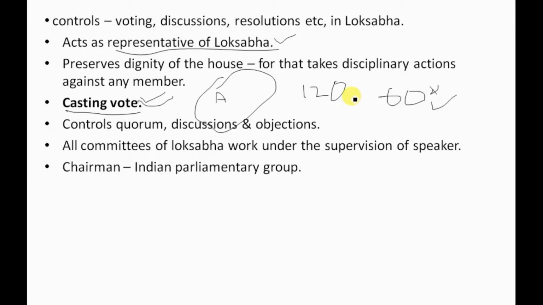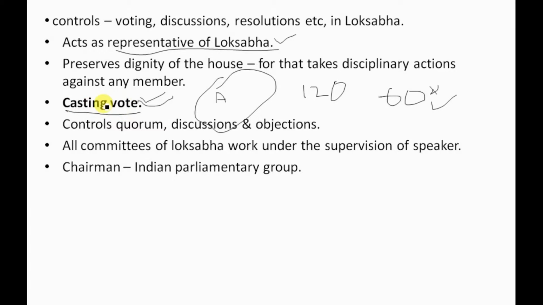Then whether the bill is passed or not has to be decided by the speaker. How will the speaker decide? When there is a tie in voting, the speaker will cast her or his own vote to decide whether the bill is passed or not. If the speaker supports the bill, then 60 plus 1, 61 members are supporting the bill, and 60 are opposing it. That means the bill is passed. If the speaker has voted against the bill, the bill will not be passed. Such a vote, given by the speaker when there are equal votes, so as to decide the fate of the bill, is called casting vote.